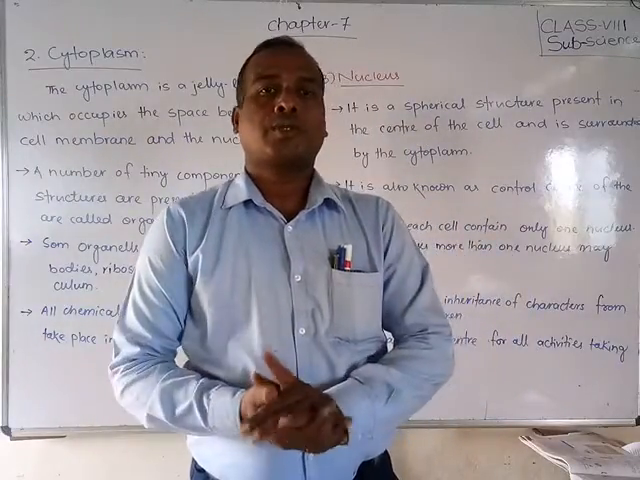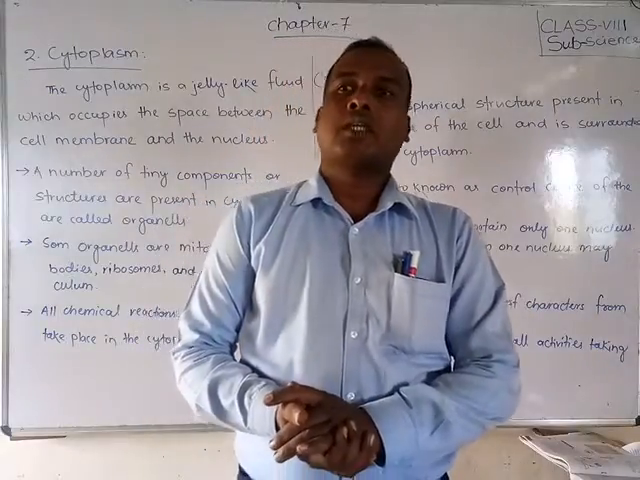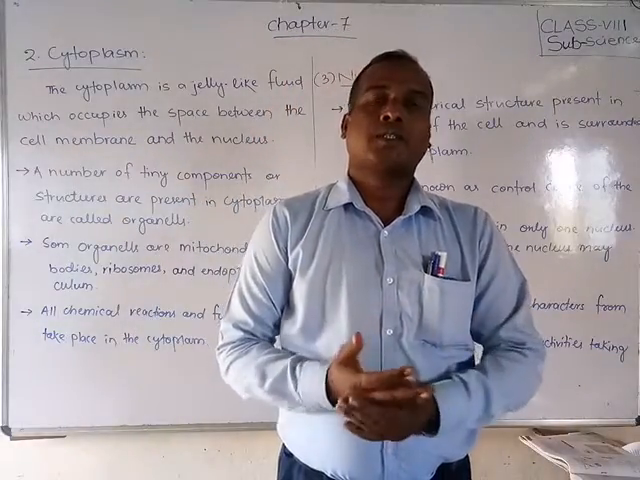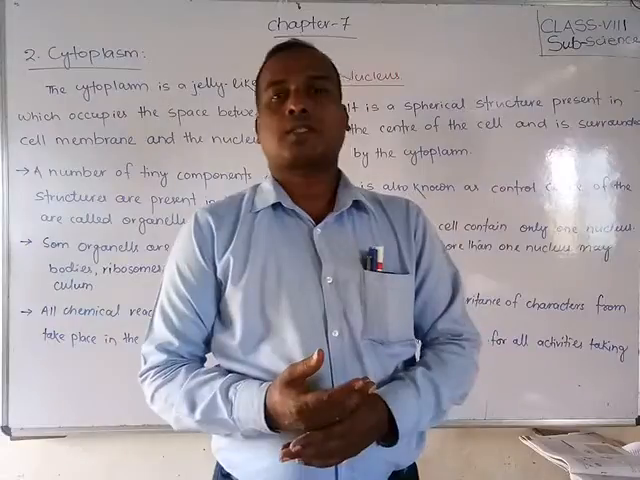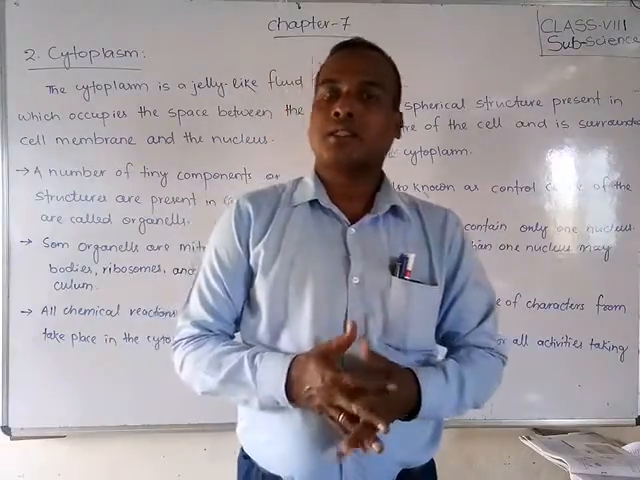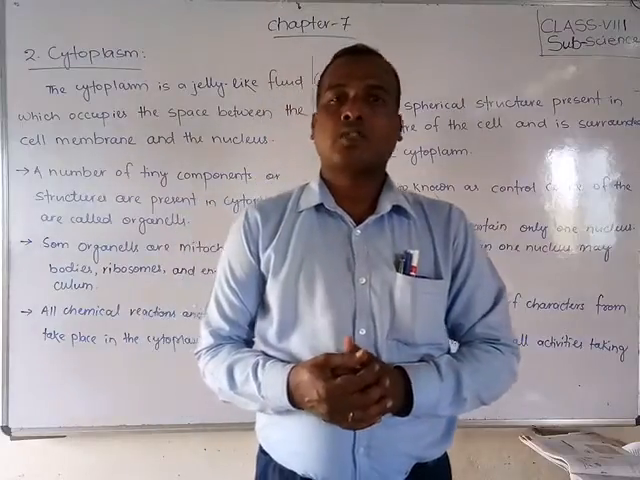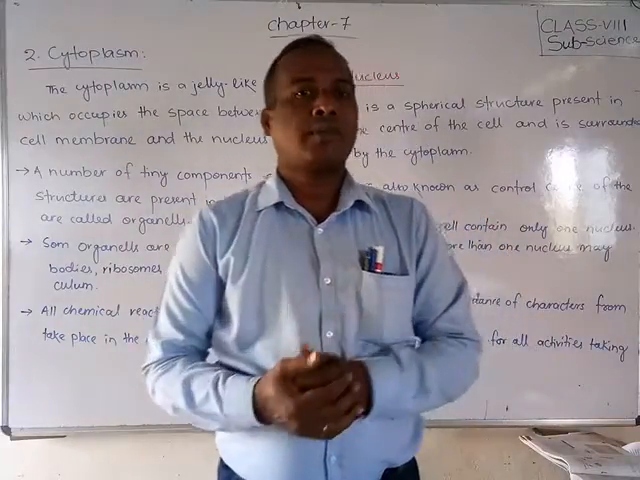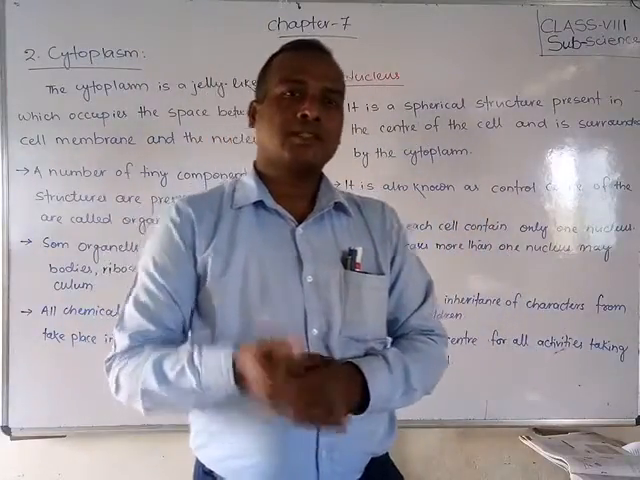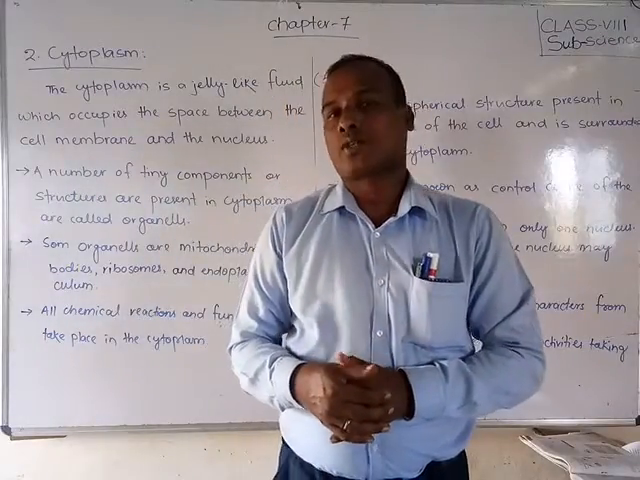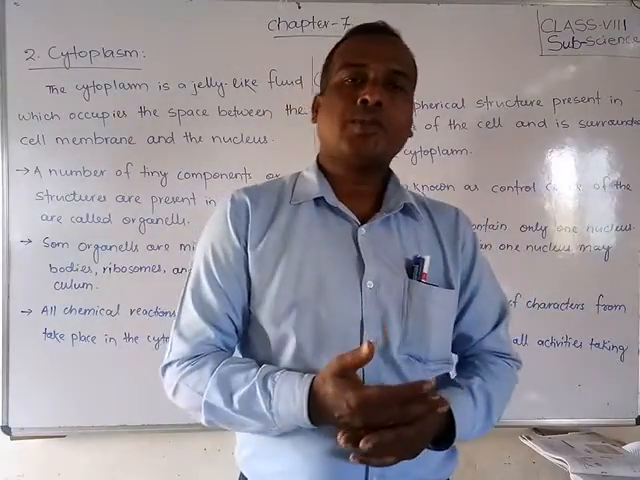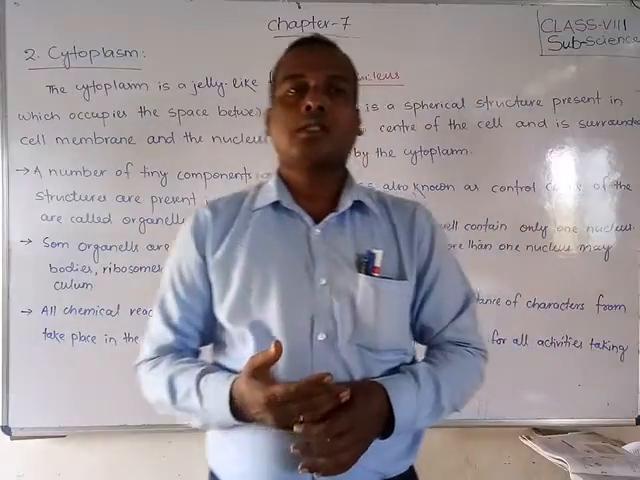Students, today we are going to continue our 7th chapter, the cell. In previous classes we have already studied the structure of the cell, and the cell mainly consists of three parts, or three components. One is the cell membrane, the second is the cytoplasm, and the other is the nucleus. In the previous video you already learned what the cell membrane is.